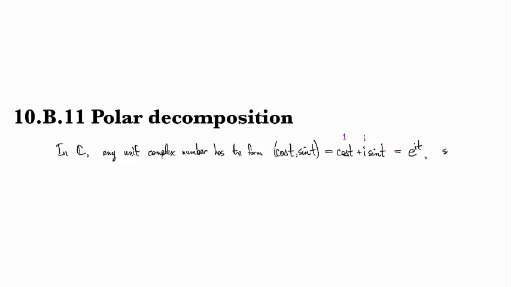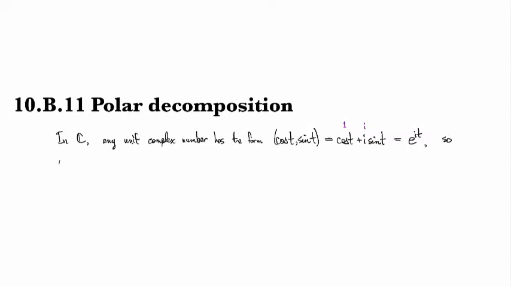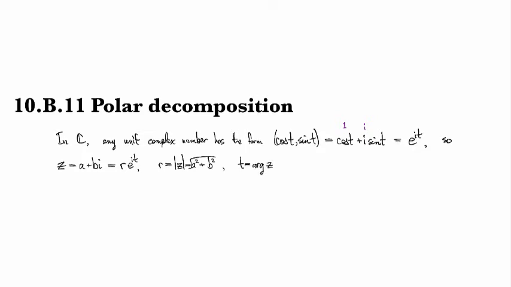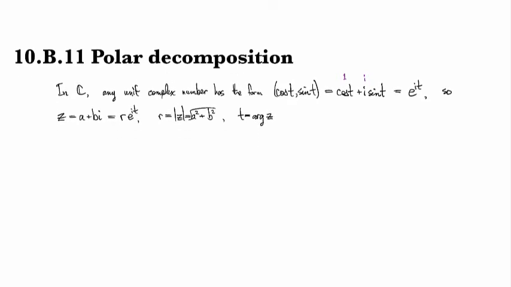So a given z that we usually think of in terms of Cartesian coordinates, a plus ib, can be rewritten as r e to the it, where r is the magnitude of z, and t is the argument of z. So that is, the angle from the positive x-axis.